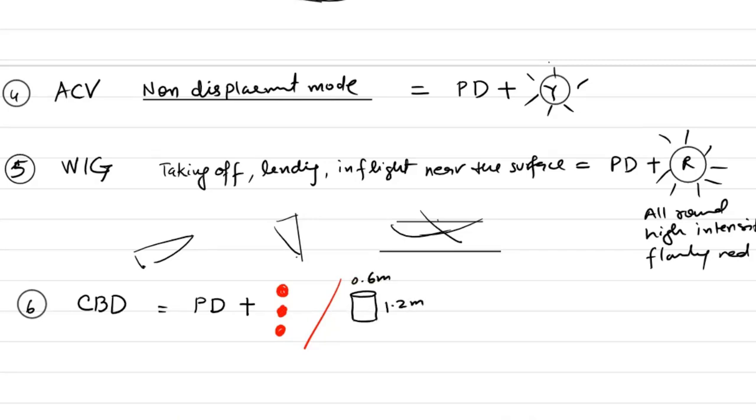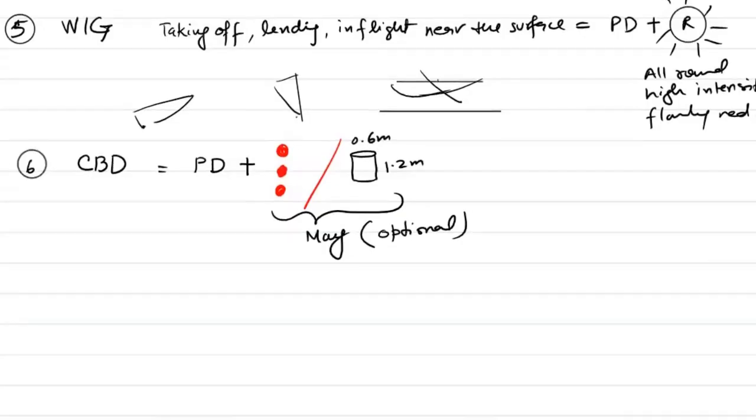The term used is "may". What do you mean by may? Optional. These are not compulsory. Many guys get confused. I don't know how many times the surveyor might have asked and how many times I have asked, but still some guys forget. These are optional lights, not compulsory, because it depends on the available depth and width of water.